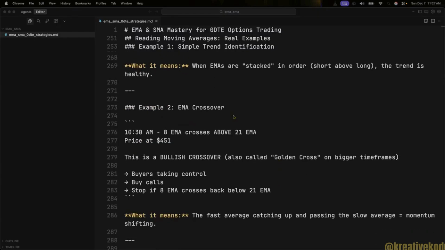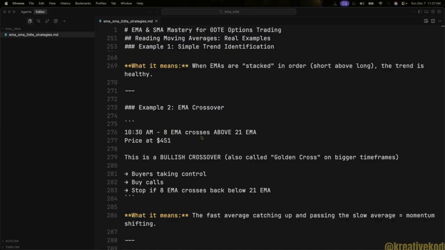Beautiful. So example 2 is the EMA crossover at 10:30 a.m. EMA crosses above EMA. Now this is what I love using, crossovers, right? Because I think this is my little moment, right? This is like, all right, shooting with me in the gym. All right, let me shut up.